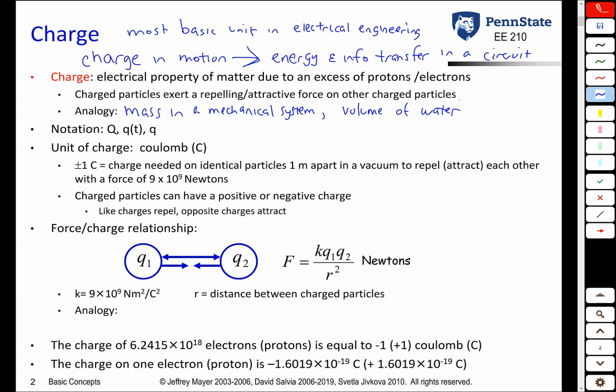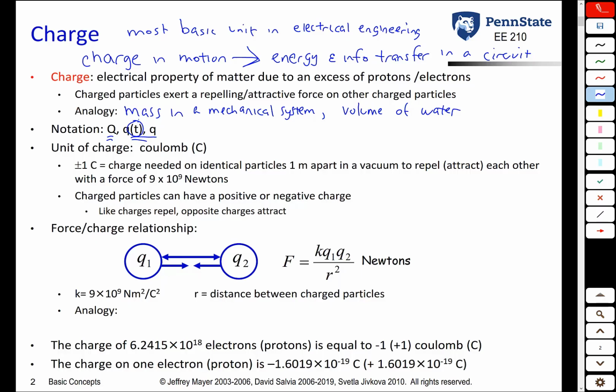The notation for charge, we use the letter Q to represent charge. We typically use a capital Q when we're talking about a charge that is constant and a lowercase q, sometimes with this t argument, when we're talking about a charge that varies with time. The unit of charge is a coulomb, which is abbreviated by capital C.